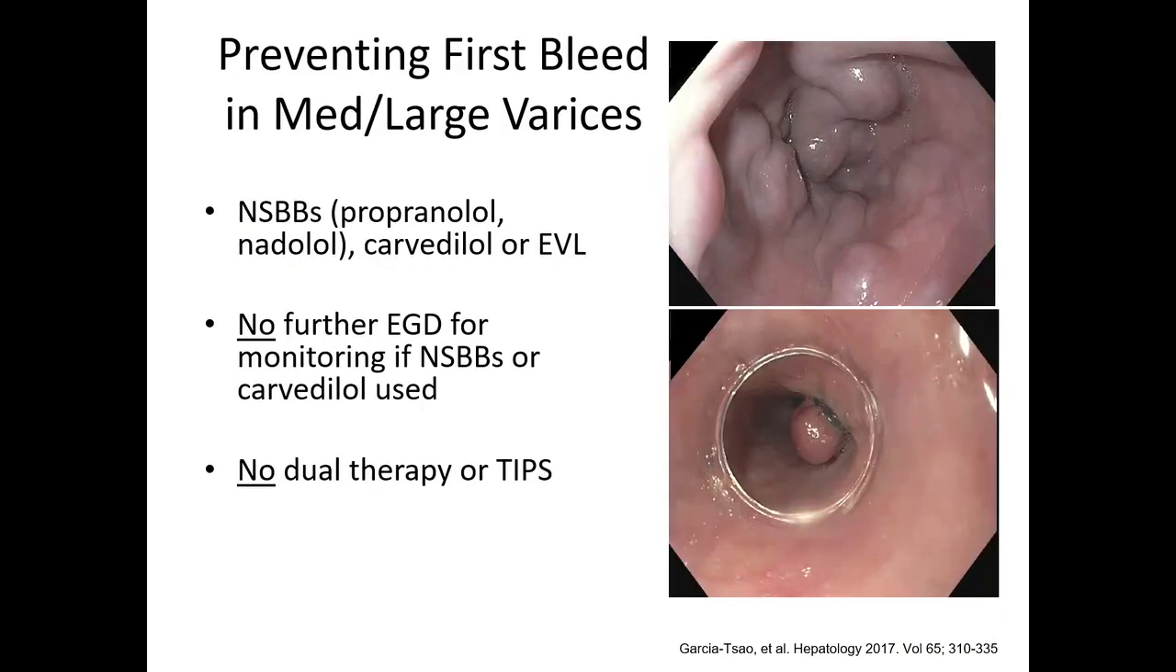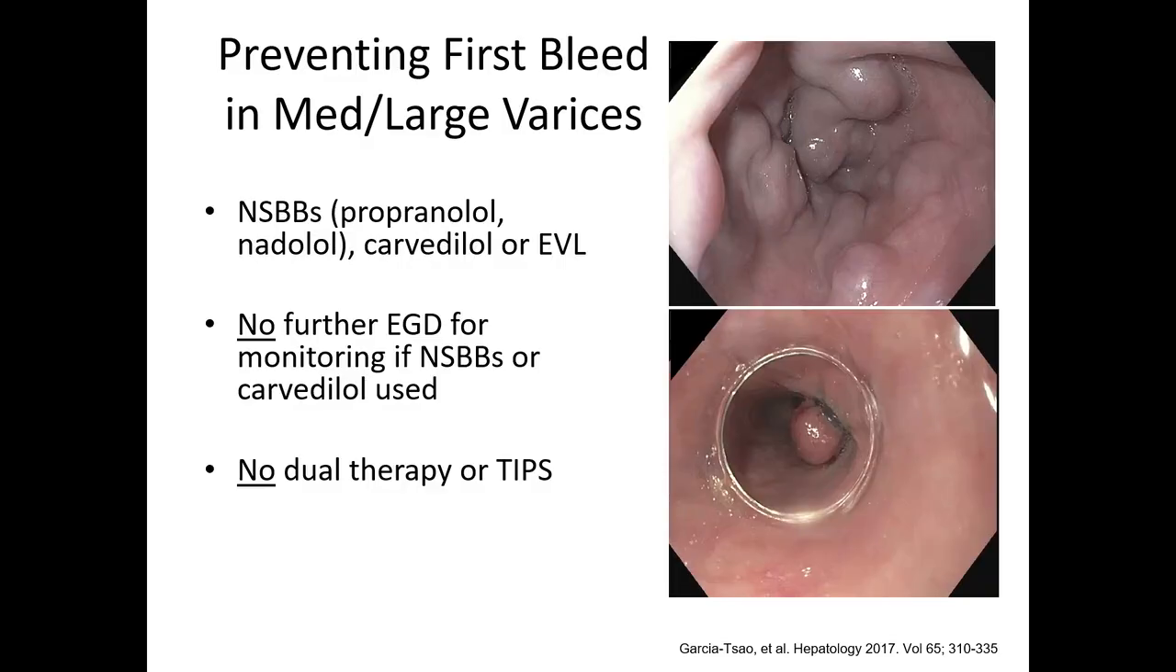To prevent a first bleed in a patient with medium to large varices, medications such as non-selective beta blockers like propranolol or nadolol can be used, carvedilol, or endoscopic variceal ligation can be performed. It's important to remember that no further EGD is needed for monitoring if patients are started on a non-selective beta blocker or carvedilol. It's also important to remember that dual therapy is not offered to patients.